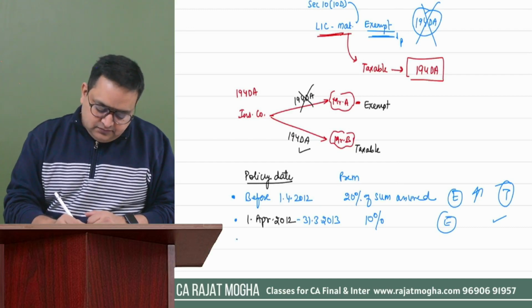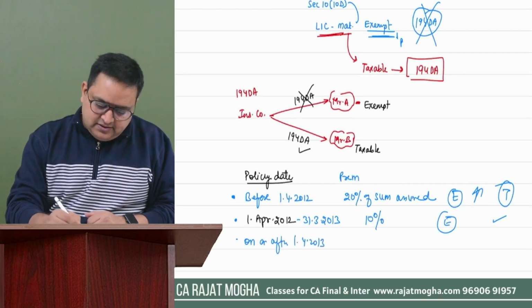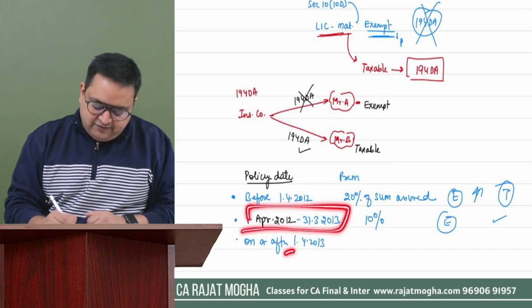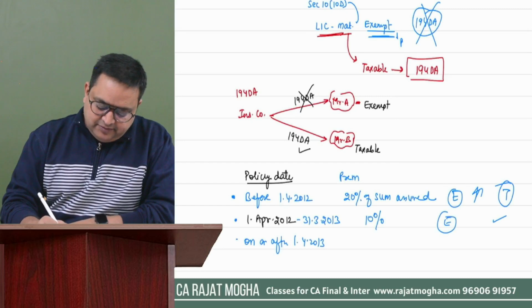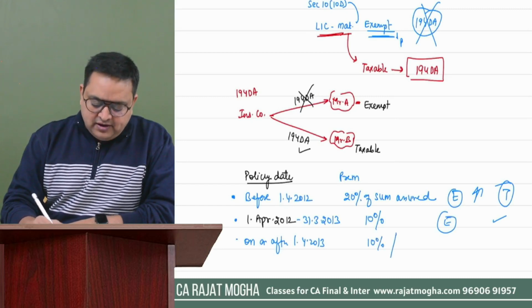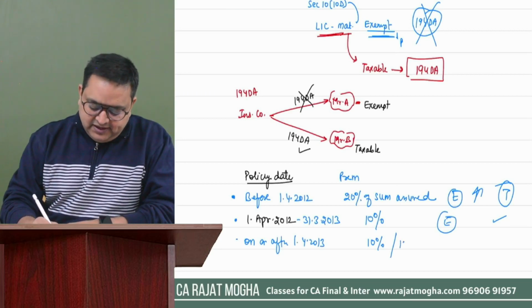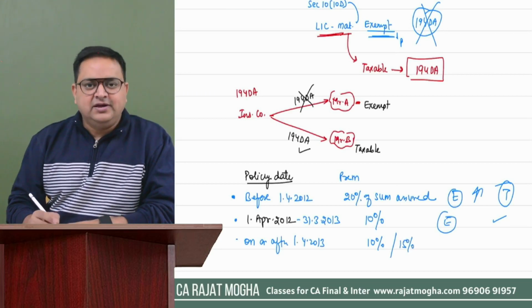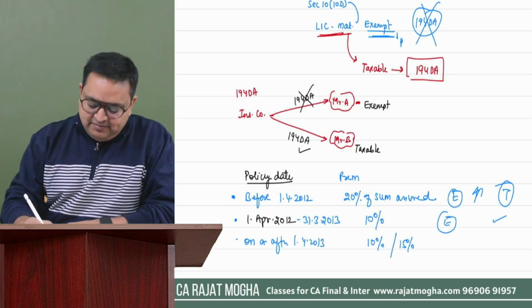And on or after 1st April 2013, if the premium amount is not more than 10% of the sum assured, or if the person for whom we have taken the insurance is disabled, in that case 15% of the sum assured, if that premium is not more than 10% or 15%, as the case may be, then it is exempt.